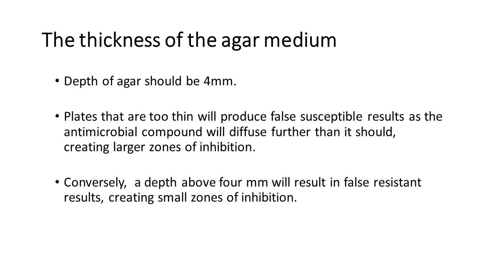Thickness of the agar medium. Normally when we prepare the agar medium, the depth of the agar should be 4 mm. Plates that are too thin will produce false susceptibility results, as the antimicrobial compound will diffuse further than it should. That means if it is less than 4 mm, the zone size is larger, right? If the thickness is very high, it gives a smaller zone of inhibition.